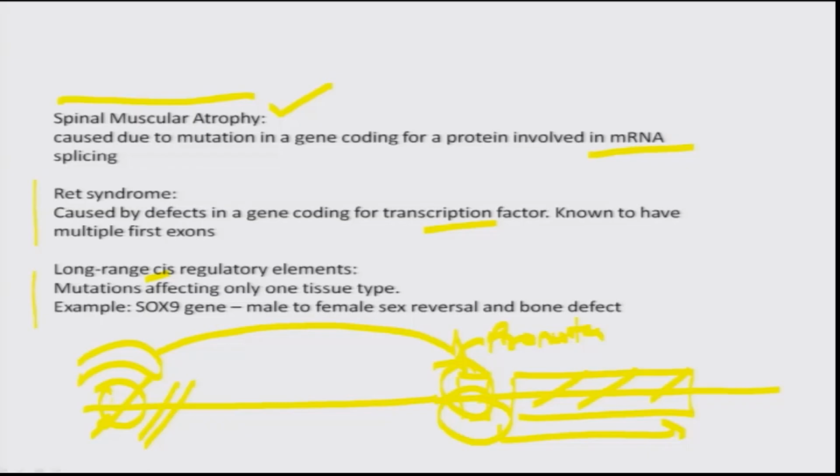For example, one example is the SOX9 gene, which is expressed in the developing testis as well as in the bone cells. So, it has a very different function in these two distinct tissues, and if it does not express in the testis during development, then the individual will become female. So, it is called a sex reversal.